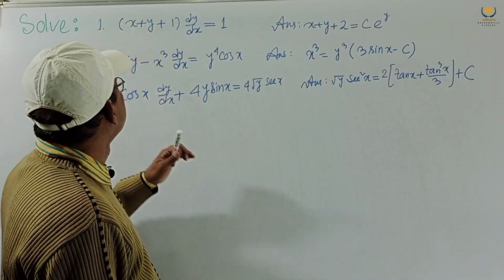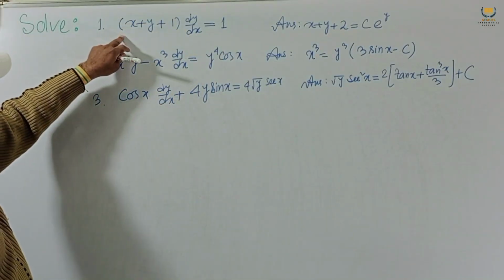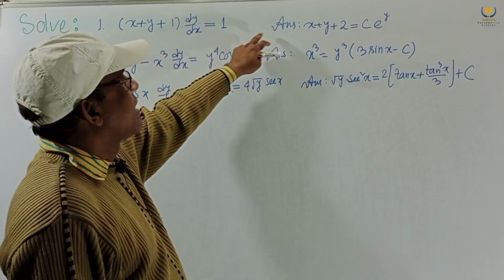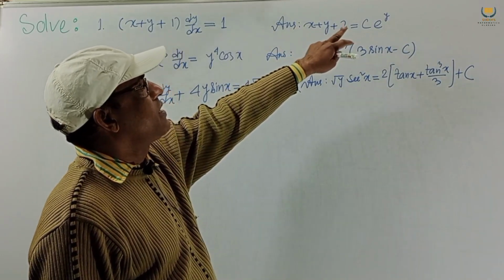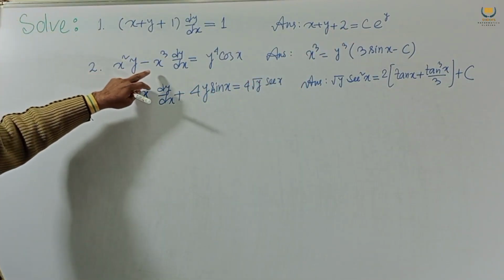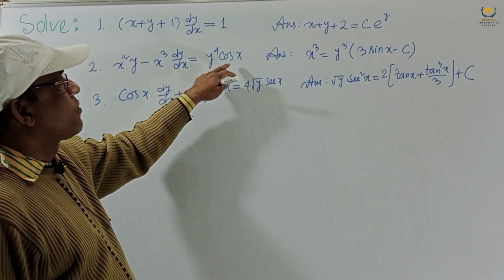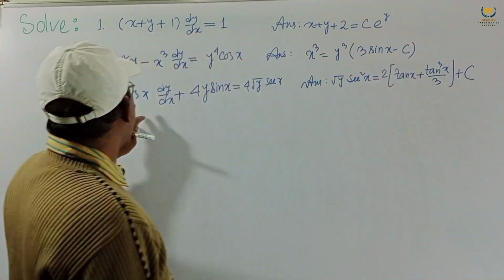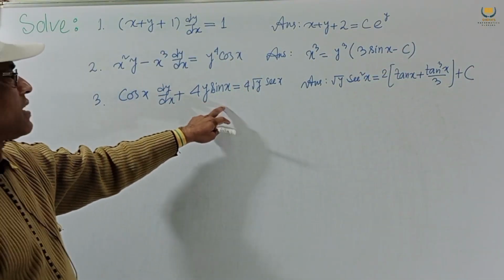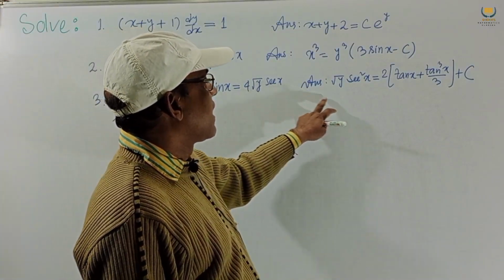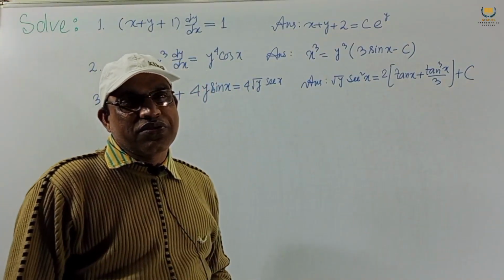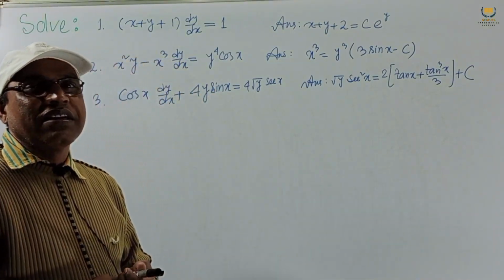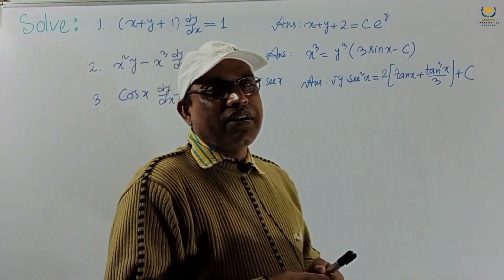Now let us consider some homework. You have to try yourself at home. Solve x plus y plus 1 dy dx equal to 1, and the answer is this: x plus y plus 2 equal c e to the power y. Then x square y minus x cube dy dx equal to y to the power 4 cos x, and the answer is x cube y cube into 3 sin x minus c. And cos x dy dx plus 4y sin x equal to 4 root y sec x, and the answer is this one. So try it yourself and send me in the comment box what the answer is, whether the answer is correct or a mistake. Then give me the comment.